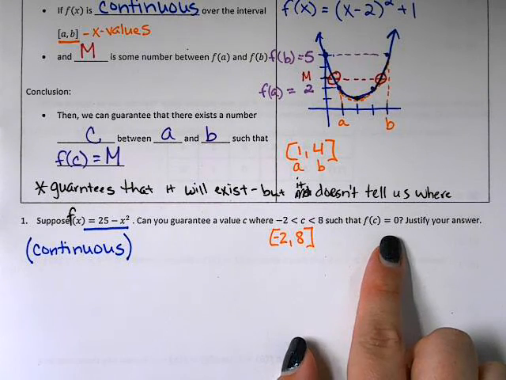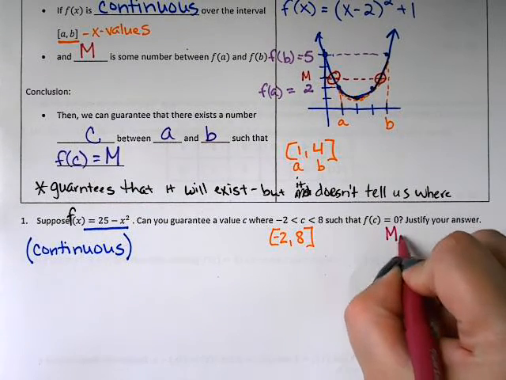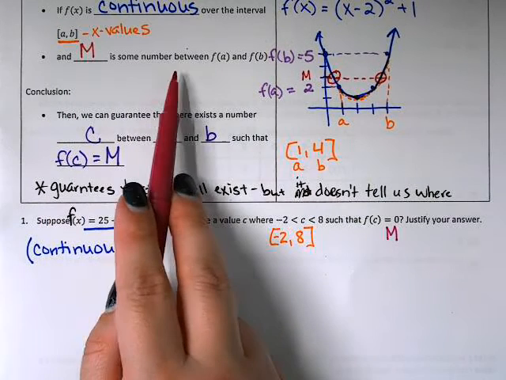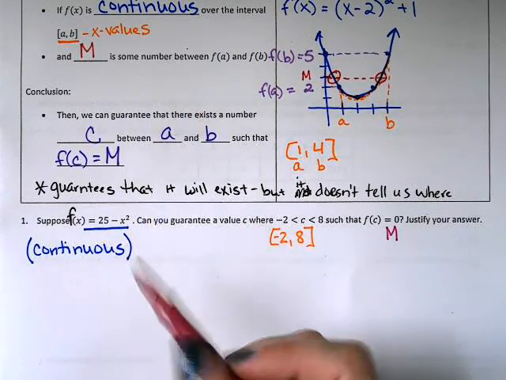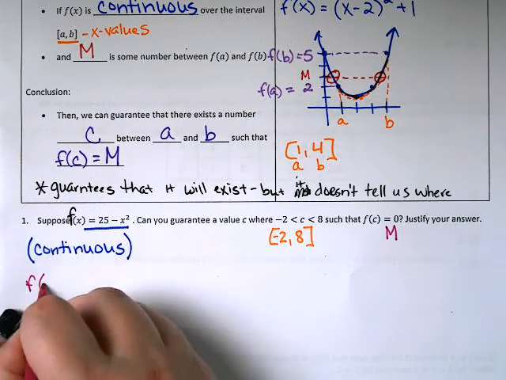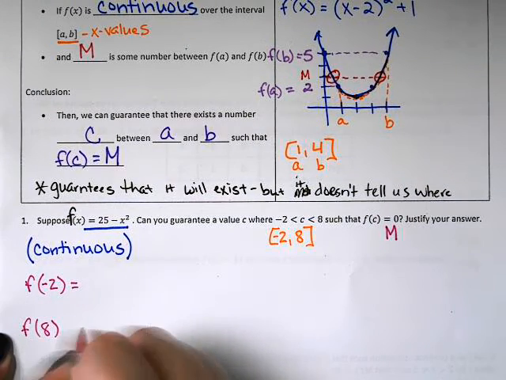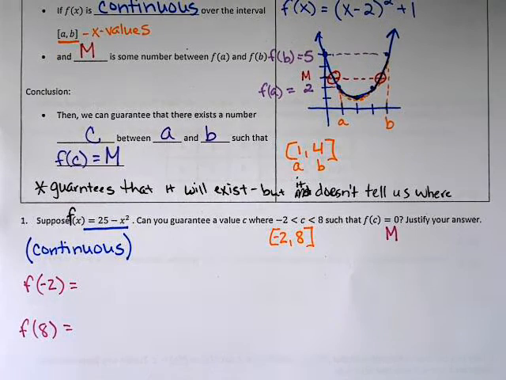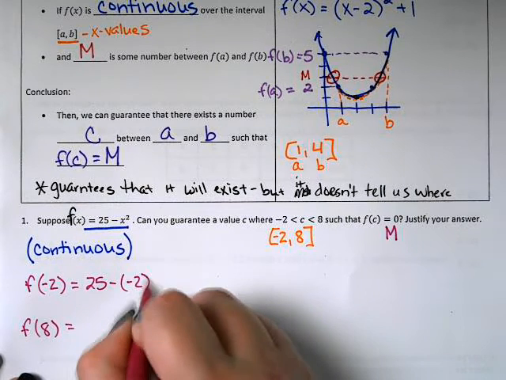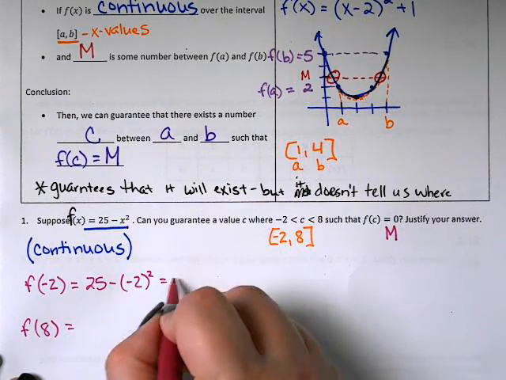So we need to figure out, this is going to be our m value that we talked about up here. We want m to be between f of a and f of b. So what we're going to do is figure out what is f of a and f of b. Well, f of negative 2 and f of 8. Let's actually find those values. So negative 2, we're going to get 25 minus negative 2 squared. So this becomes positive 4. 25 minus 4 is going to give us 21.